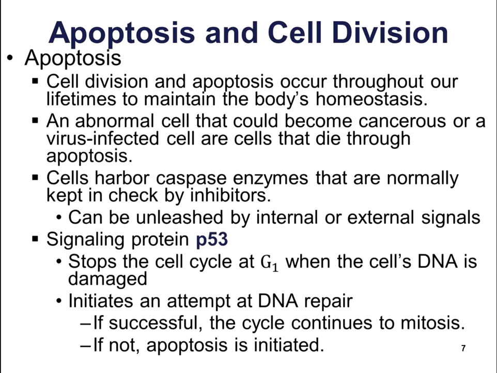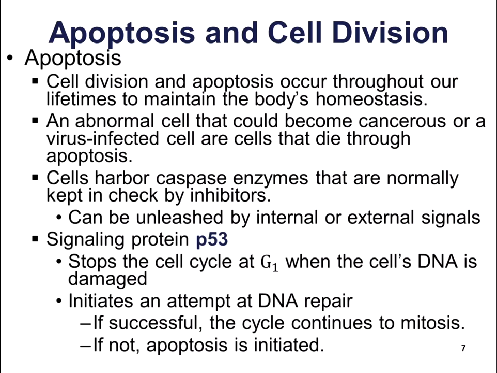There is a signaling protein, which is referred to as P53, and this will stop the cell cycle at G1 when the cell's DNA is damaged. So again, another checkpoint that your body has. If there's something wrong with the DNA, we don't really want that cell being made. So it will be shut down because of this protein P53.